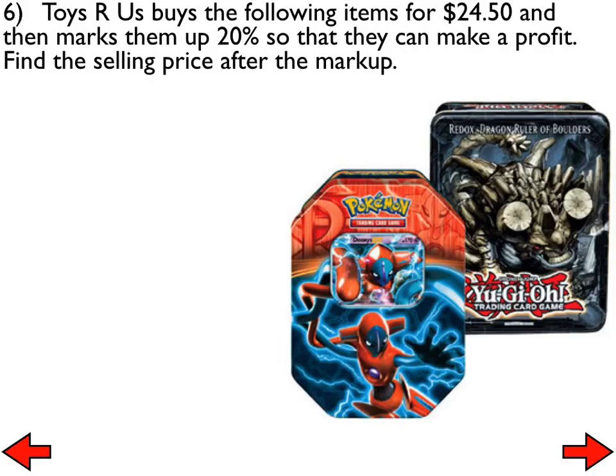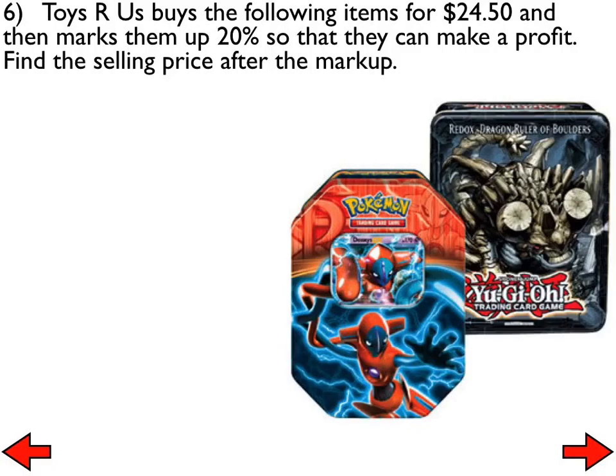Toys R Us has to buy their stuff from somewhere else before they can sell it to you. That's how they get their products. So they bought these items for a total of $24.50. And then they mark them up so that they can sell it to you for more money. They make a profit. Right? They buy it for cheap, they sell it to you for a little bit more expensive. It's marked up 20%.